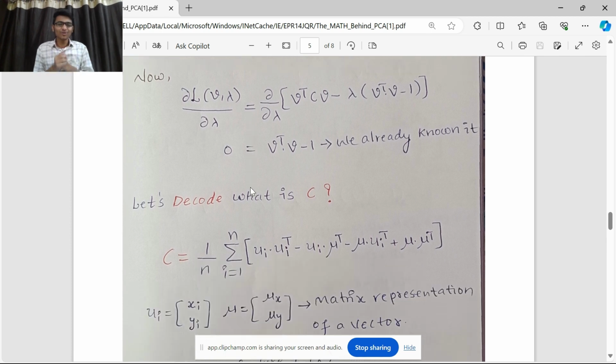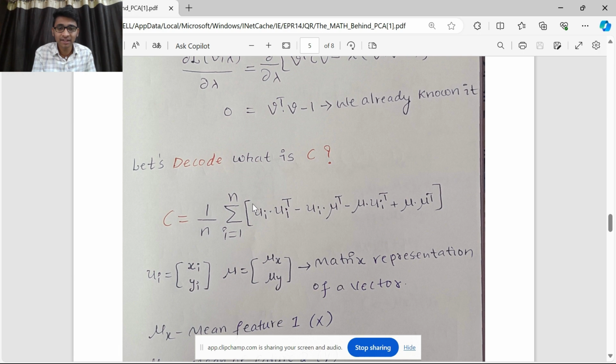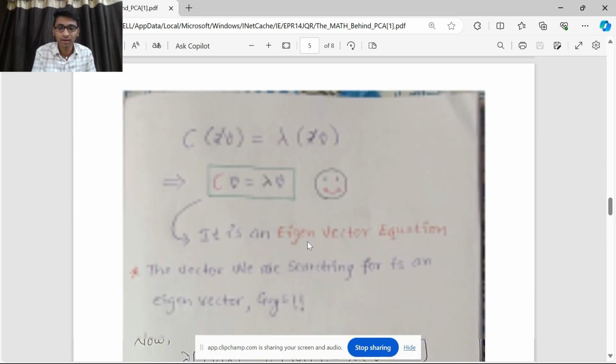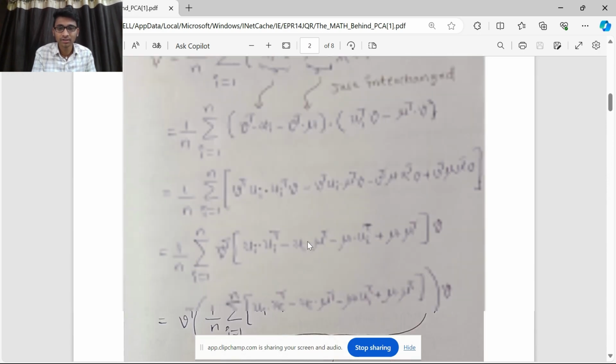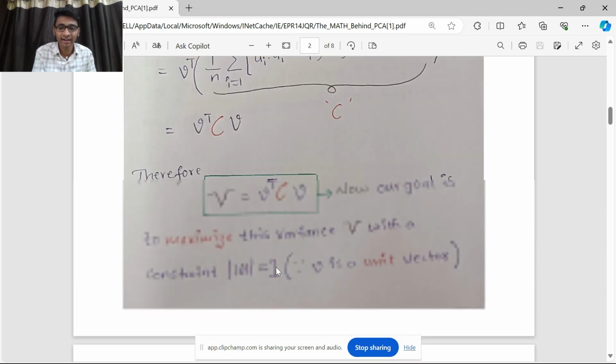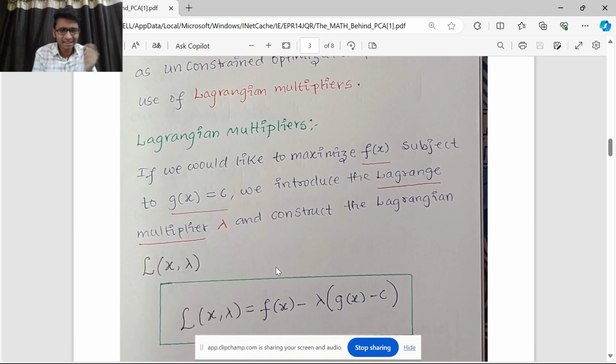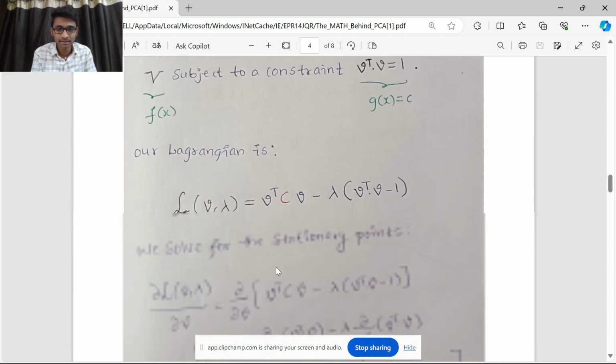Now let's decode what C is. What is C, guys? I'm excited, I hope you are too. I have written the C that we have taken. This C, how did we get it? It is the same C I wrote before. What is this C? Let's decode it.